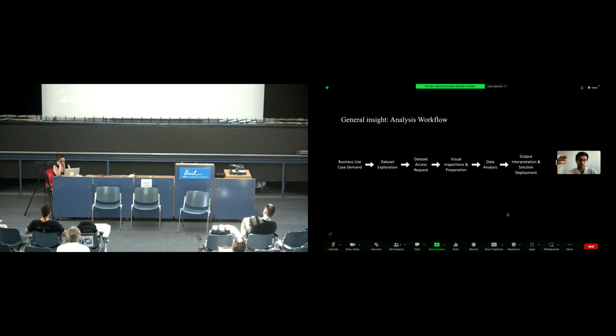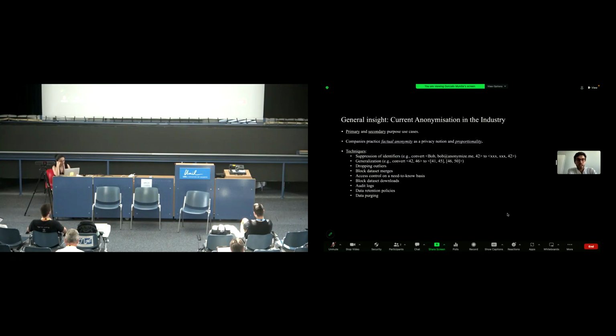This data access request actually takes a lot of time sometimes. It could take a couple of months if it's new, or it could take days. And it is a big bottleneck for many. But once they have access, they will inspect the data visually. So they will check the data points within the data set, and they will pre-process data so that they can analyze it and then interpret the outputs and deploy the solution. So this seems very easy to understand and is very common, but it will become relevant in the next part of the presentation.